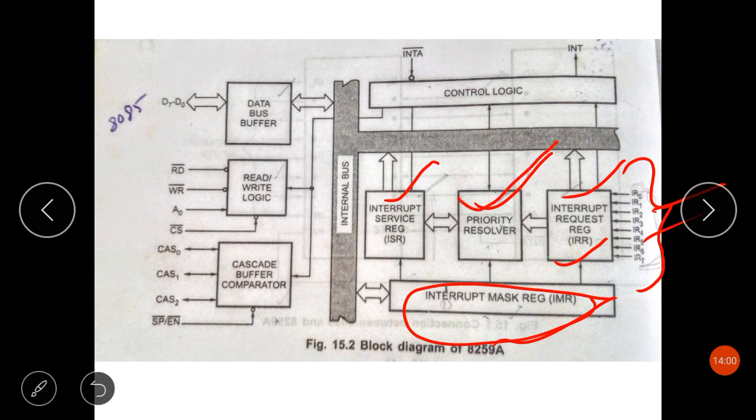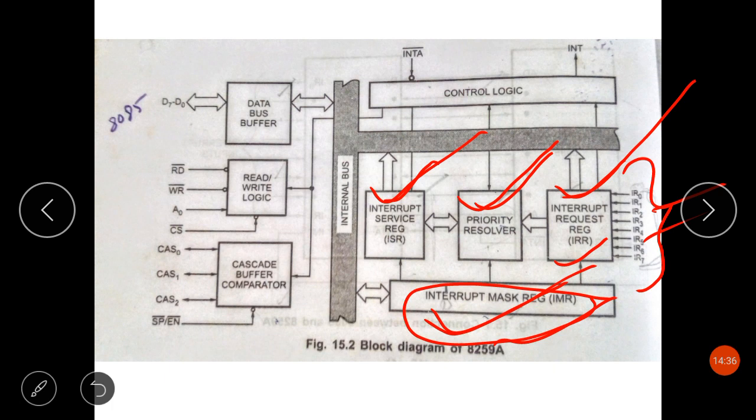The priority resolver will first verify which interrupt request is masked, which is being serviced, and how many interrupt requests have come. Depending on that, it will let an interrupt request be serviced. Since IR3 is masked in this example, it will allow IR4 to be serviced, even though IR4 has lower priority than IR3.